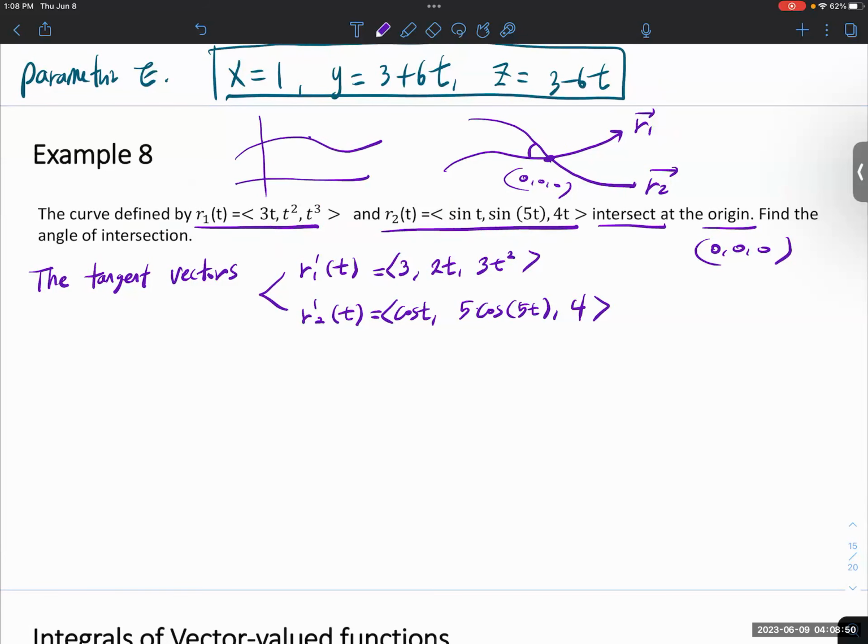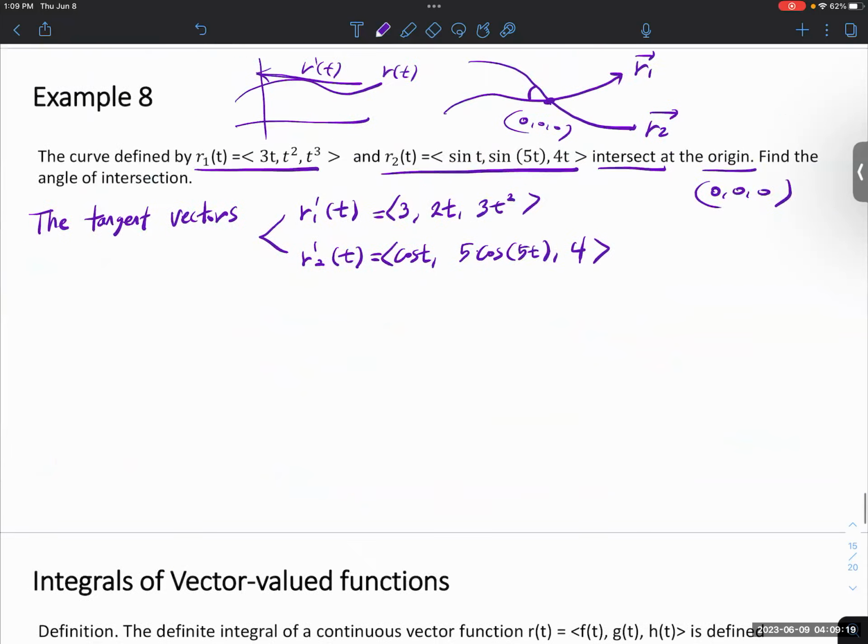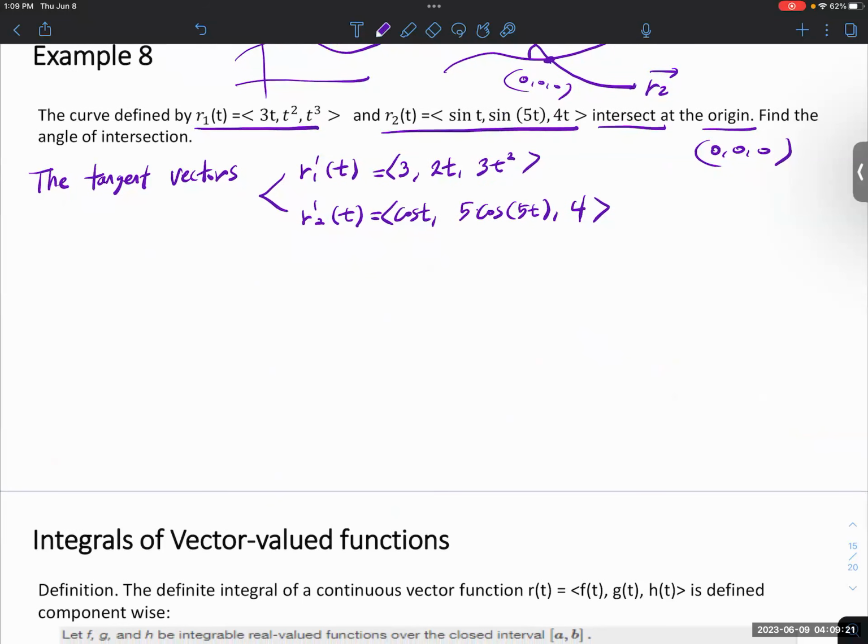When you take the derivative of whatever the vector is, you can find out the tangent vector. This is a tangent line. This is a tangent vector. You can find it by taking the derivative of the regular r vector. So that's what we got, tangent vectors r1 prime, r2 prime. By taking the derivative, you were able to find the tangent vector.